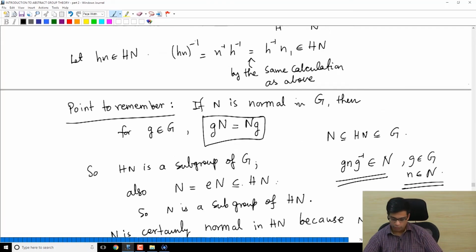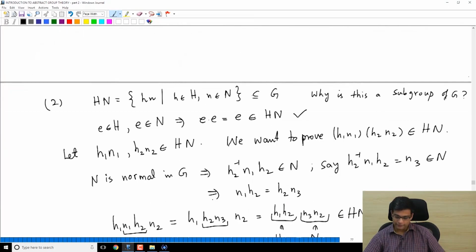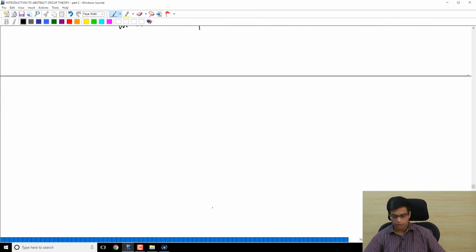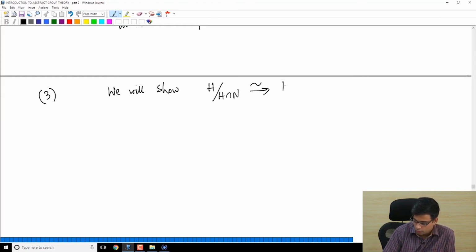Right, 2 is completely proved, because 2 is the statement that HN is a subgroup of G, which we have shown, and we also showed that N is a normal subgroup of HN. So now let's finally prove the main part of the theorem, which is the isomorphism part of the isomorphism theorem. Here we will show, just to recall, that H mod H intersection N is isomorphic to HN mod N. This is what we want to show.